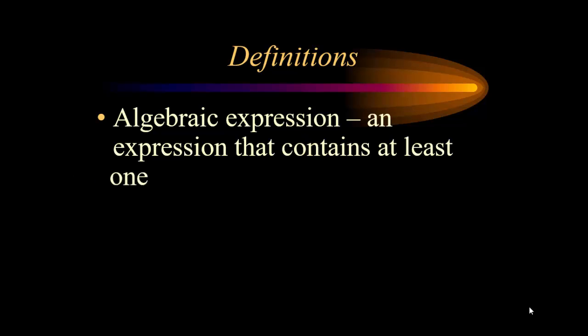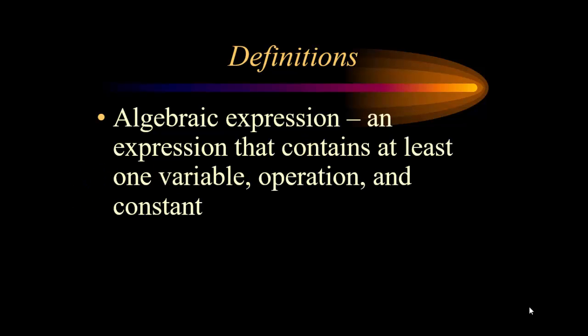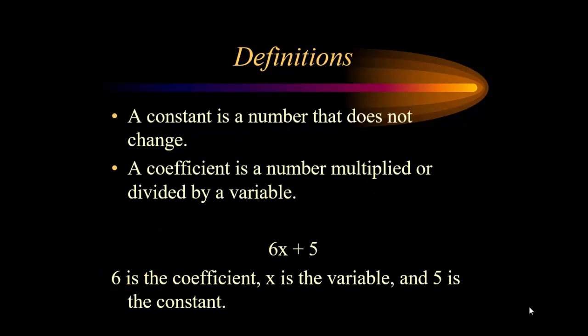An algebraic expression is an expression that contains at least one variable, operation, and a constant. M plus 8 is an algebraic expression. So, some definitions: a constant is a number that does not change. A coefficient is a number that is multiplied or divided by the variable. In this example, 6 is the coefficient, x is the variable, and 5 is the constant.